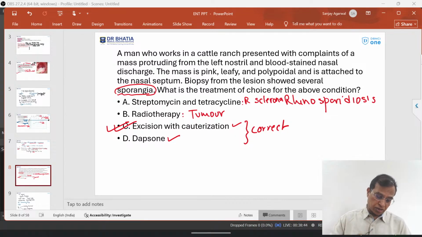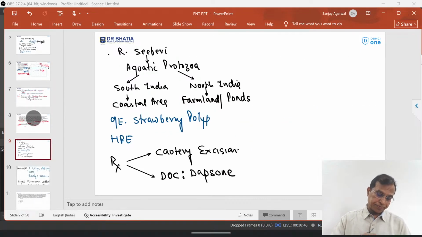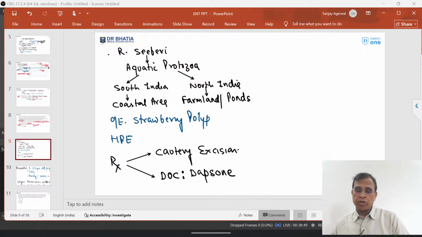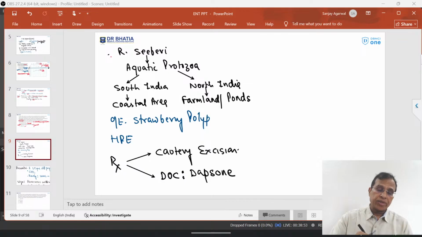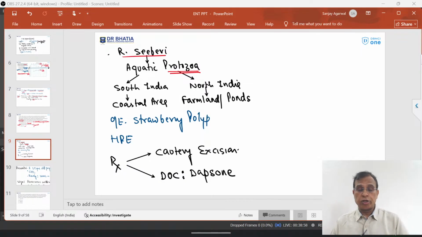इस तरह के question थोड़े से confusing हो सकते हैं. Okay. So these are the other points about rhinosporidiosis. You can see it is caused by Rhinosporidium seeberi. This is a protozoa, so it's an infective disease, not a tumor. इसलिए radiotherapy नहीं हो सकता.